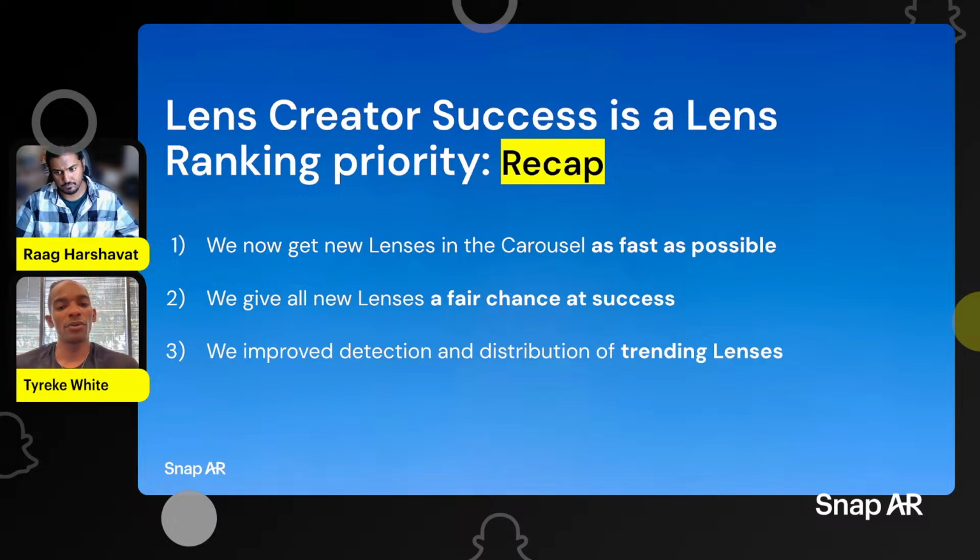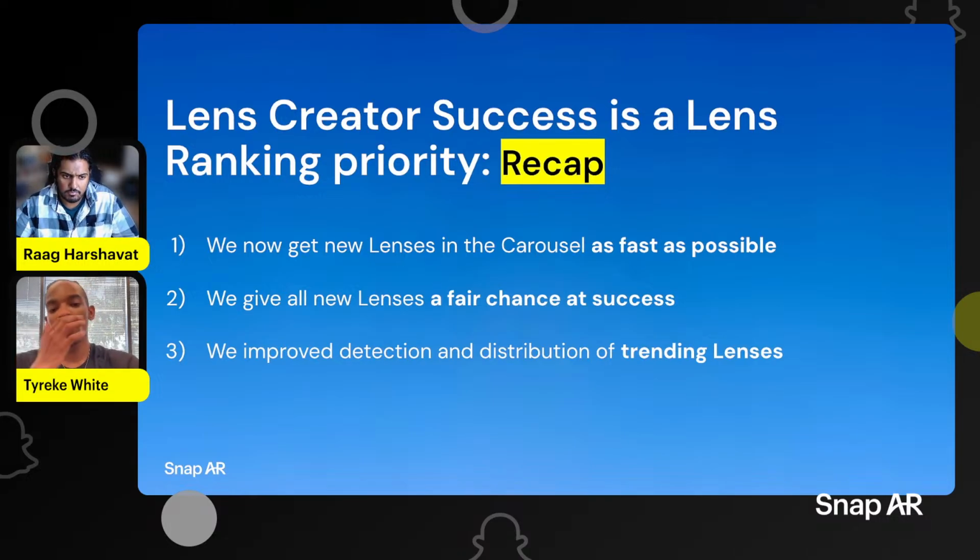Two, we give all new lenses a fair chance at success. That means that lenses that enter ranking that are created by the community also have the same chance at success as the lenses we create internally, which is very important, because that means that all these lenses get thrown into a pool, and it's up to the community to decide how they want to engage with each of them and which lens gets the most views or gets more views.